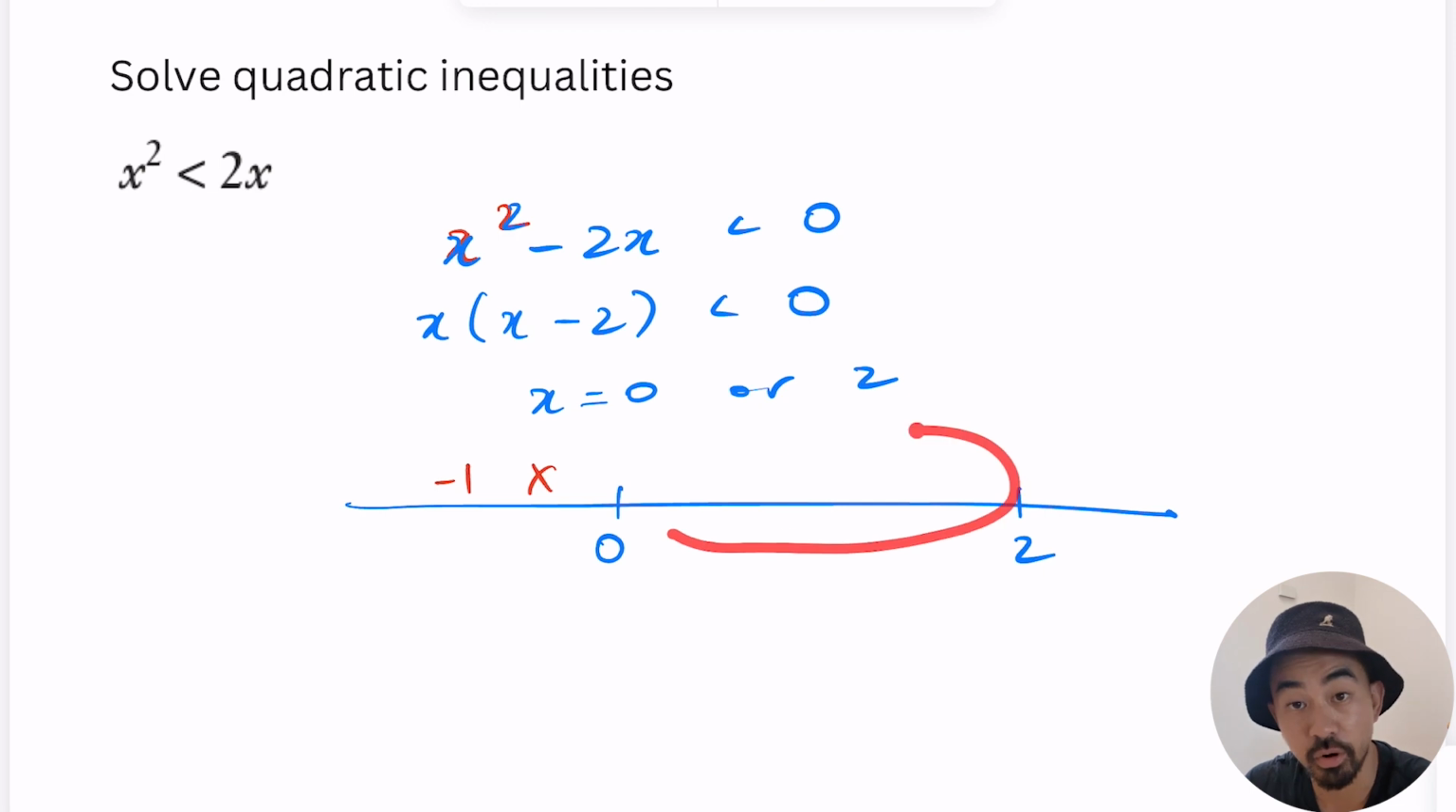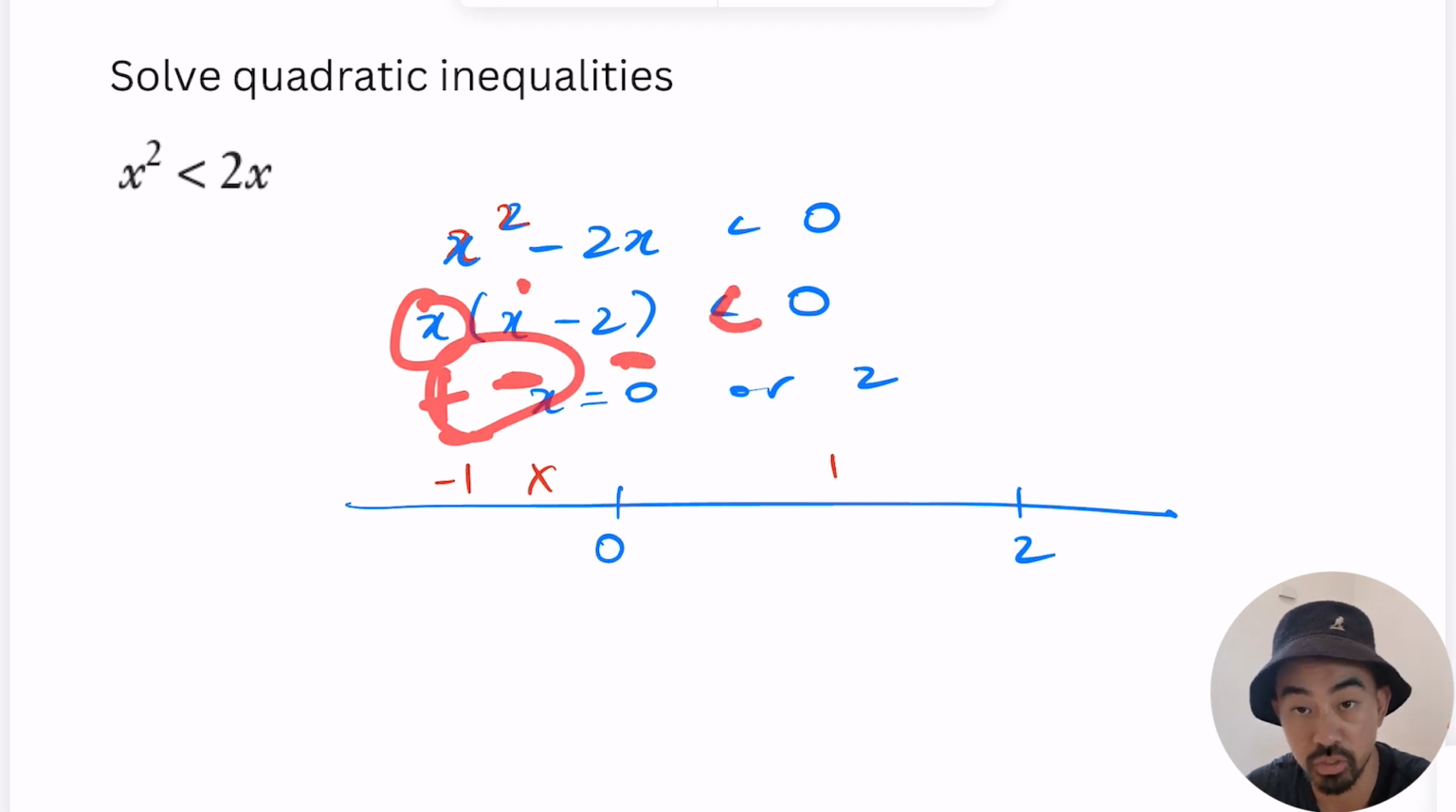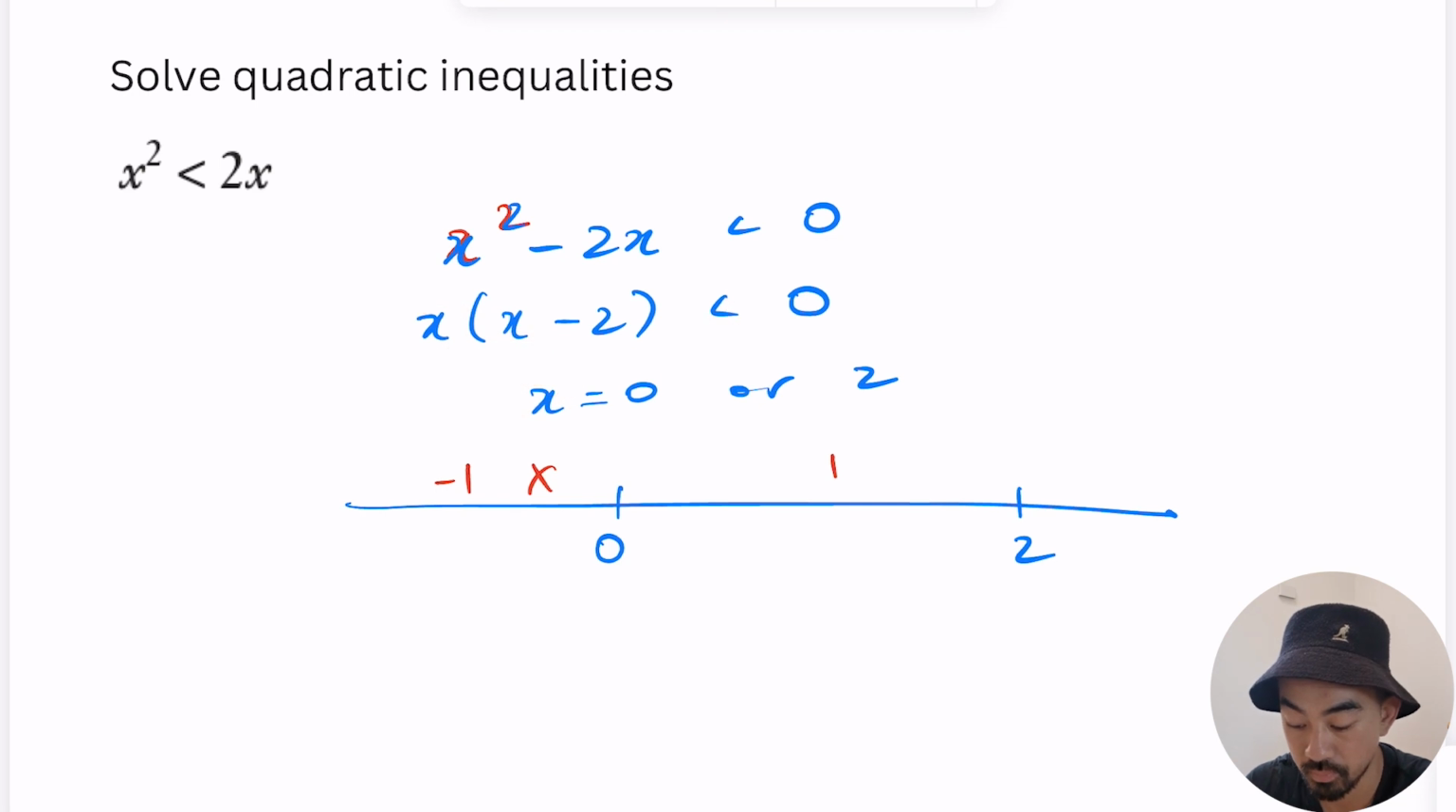Now let's check between 0 and 2. So let's, I don't know, choose 1. So if I put in 1 for this position, 1 is going to be positive, so that's all good. Now 1 minus 2 is negative, right? So a positive and a negative make a negative, which is less than 0, so that works. I'll give that a tick.